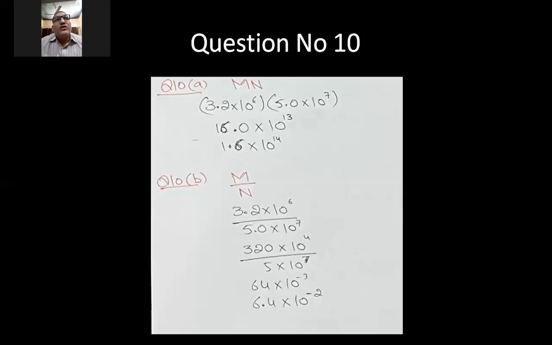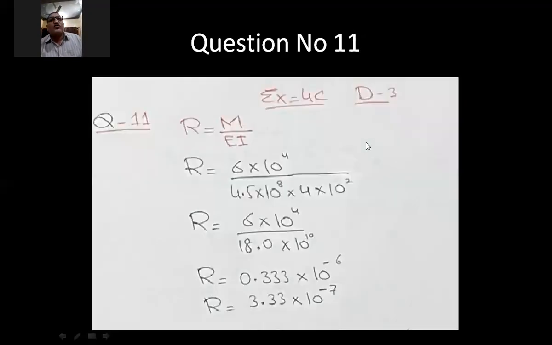So I have done it manually, but if you want to do it on the calculator, the procedure is very simple. In your calculator, you will write 3.2 exp 6 equals, divided by 5 exp 7 equals. So you get this answer directly from the calculator. So this is how you do question number 10. Now on your screen, question number 10 is done. Question number 11 is showing up on your screen.